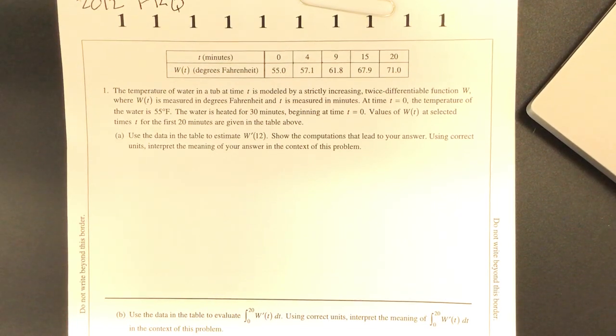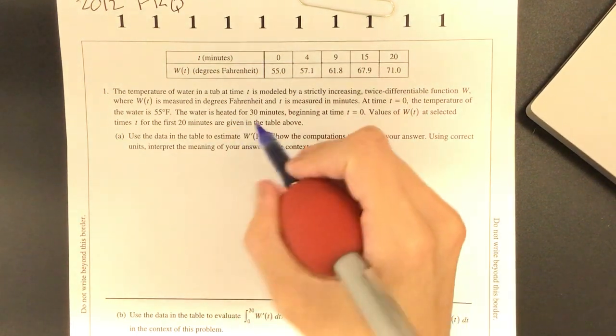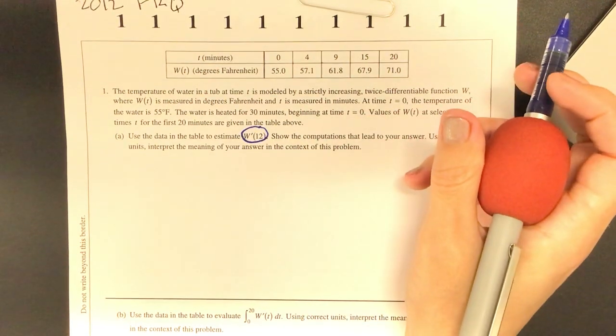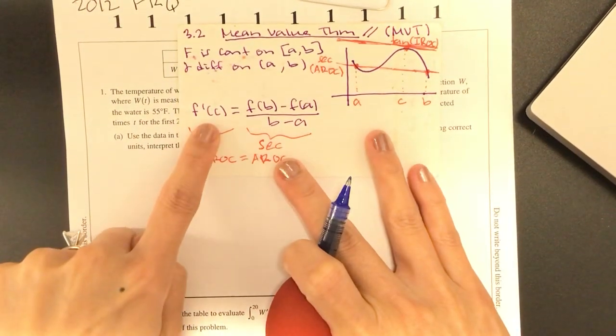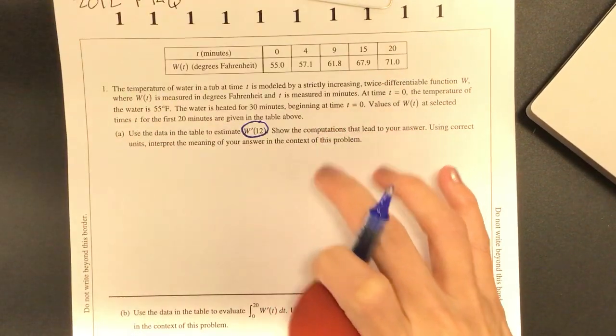When they say it's twice differentiable, it just means you can find the derivative, meaning it is a continuous function. So let's figure out what's happening here. W prime is a derivative of W, is that right? If I look at flashcard number 5A, it says to find the prime, you basically use a slope formula. So let's see where the 12 is going to go.